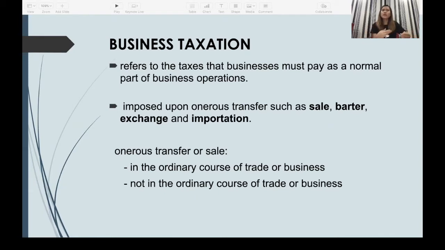But if that gadget, gusto ko lang ibigay sa friend or to someone, di ba? Pero I mean, if you just want to ibenta mo lang kasi gusto mong bumili ng bago pero you're not really into selling, so there is no business taxation there. So that is not in the ordinary course of trade or business.